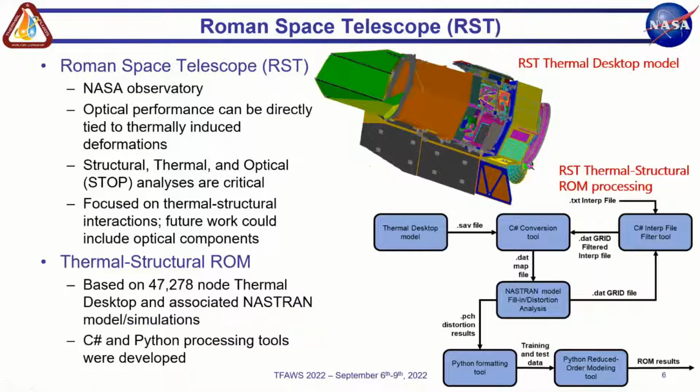We're actually dealing with the Roman Space Telescope. They were kind enough to allow us to use the Roman Space Telescope thermal desktop model, and then also provided structural results from that model too. This particular thermal model is a roughly 50,000 node thermal desktop model. And so there were some more complexities in just data flow.